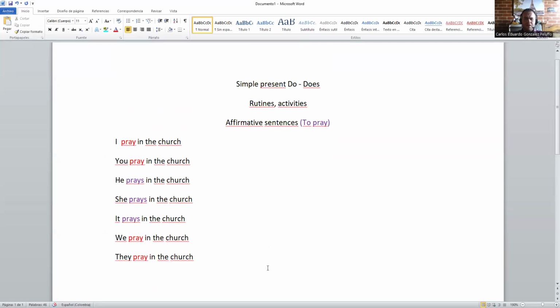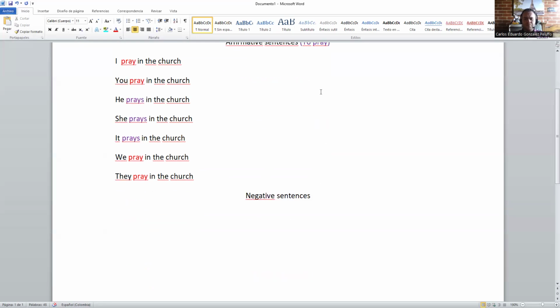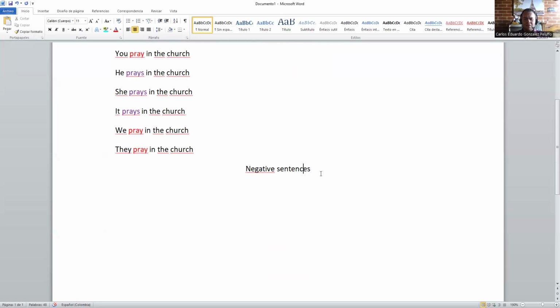Okay, now we're going to use negative sentences. In negative sentences, I can use the auxiliary do or does. Why? Because if we have this auxiliary, the verb doesn't change. The verb always stays in its base form. If a verb has an auxiliary before it, the verb doesn't change.